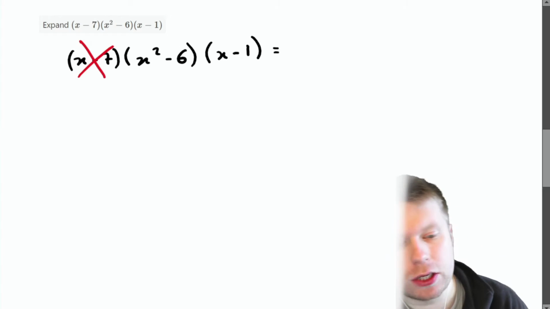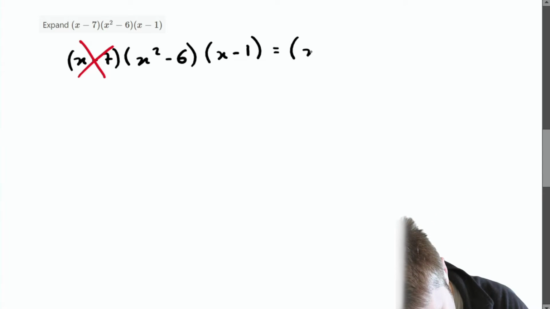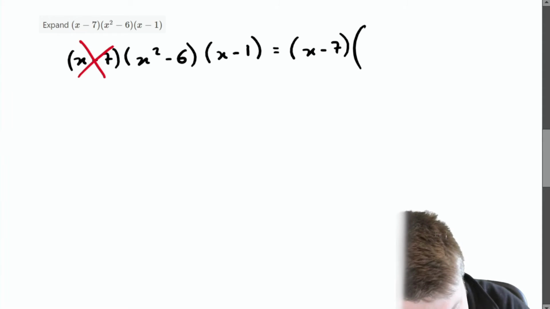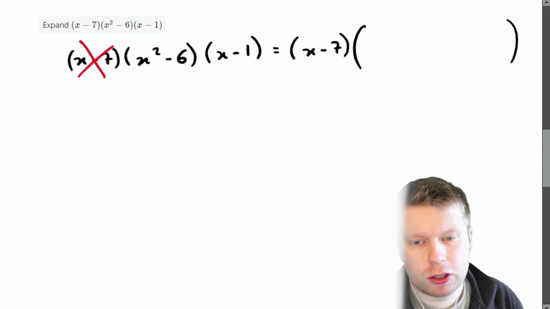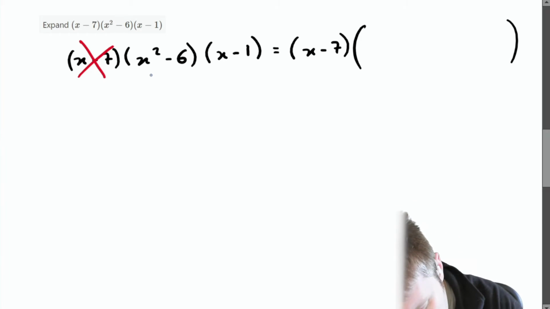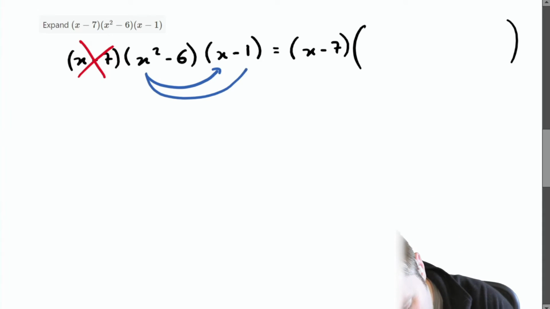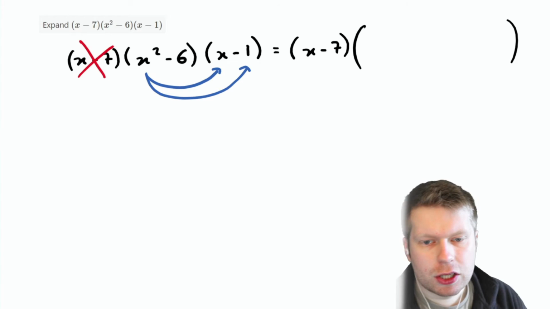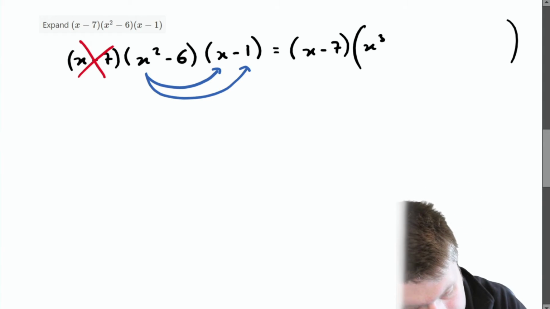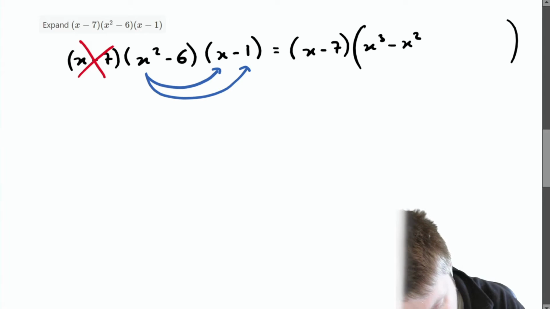But obviously I can't just ignore it, so all I'm going to do is just put the x minus 7 at the start instead, and then I'm just going to write this big set of brackets to basically represent the 2 brackets which I'm going to focus my attention on. Okay, so let's make sure the x squared gets distributed over everything in the second bracket first. So we've got x squared times x, that's going to give me x cubed, and x squared take away 1, that's going to give me minus x squared.